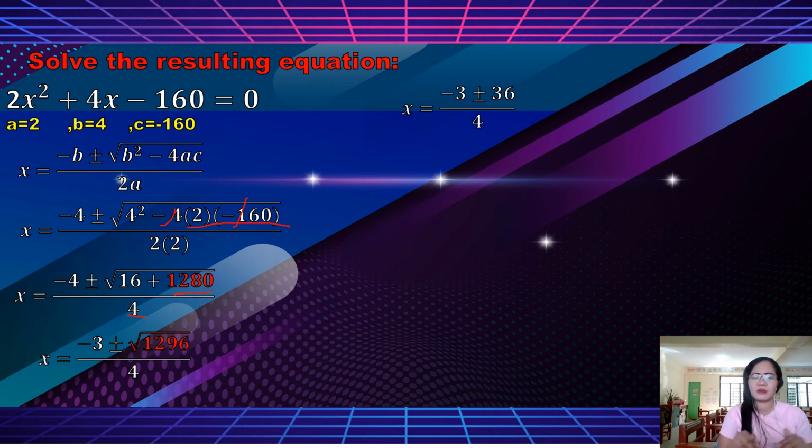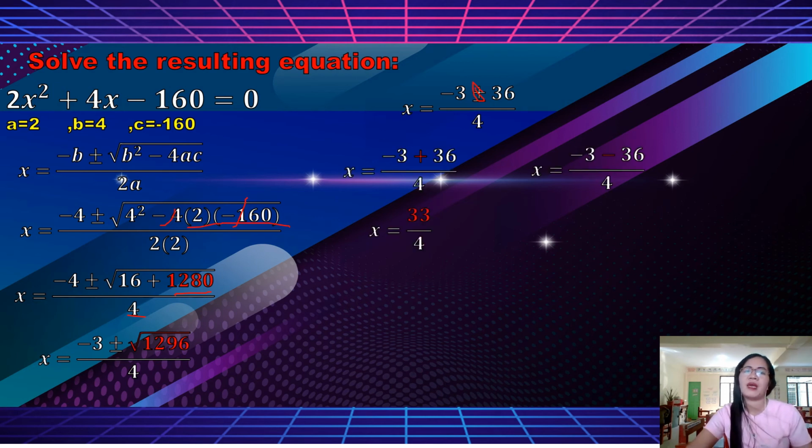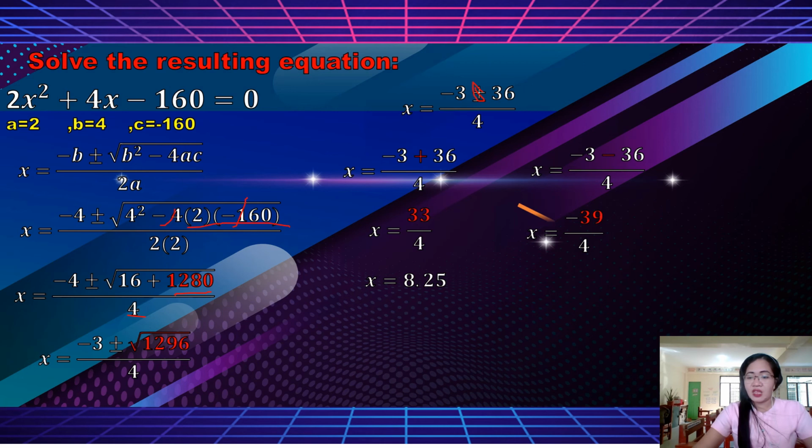To check, 36 times 36 is 1296. Then, we're going to separate the two operations. So, ang usa plus, ang usa minus. Then, simplify. 33 over 4. That is equal to 8.25, and the other one is negative 39 over 4. Oops! This one is not included again because of the negative sign. So, therefore, 8.25 will be our width.